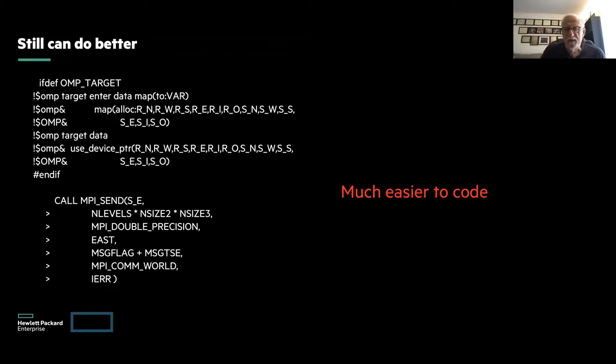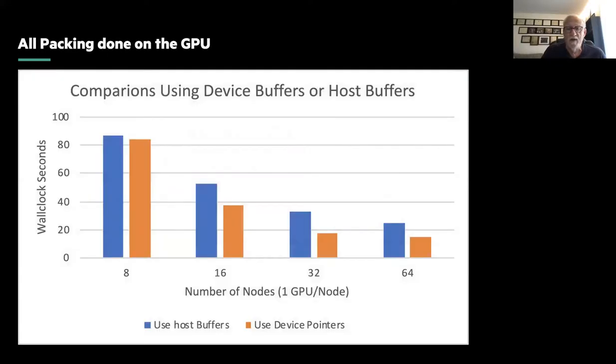And then same with sends. You don't need any updates. You're just saying, okay, all the halo buffers are on the device, and we're going to use those device pointers in the MPI send. And I did this on PizDaint. You can see this is the difference between using host pointers, device pointers, and host buffers. As you get to larger node counts, it really makes a much bigger difference.